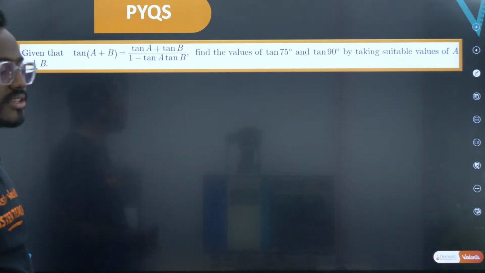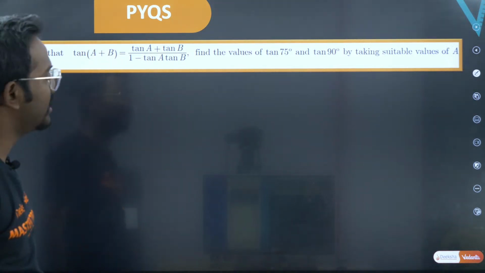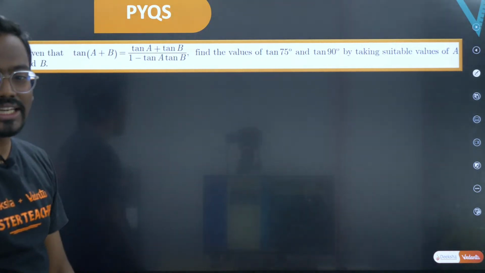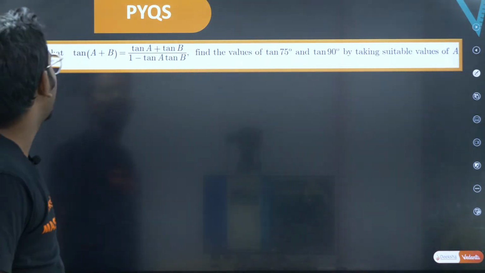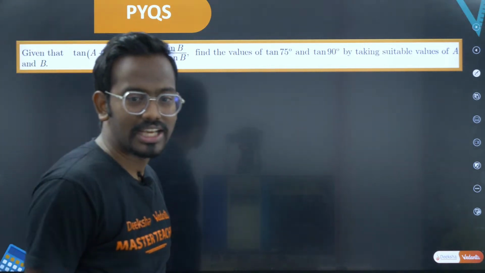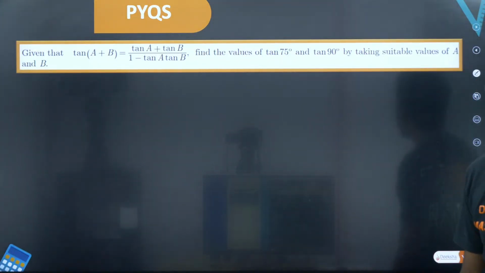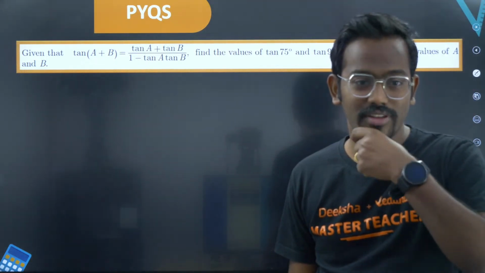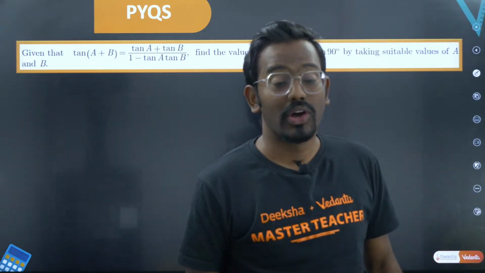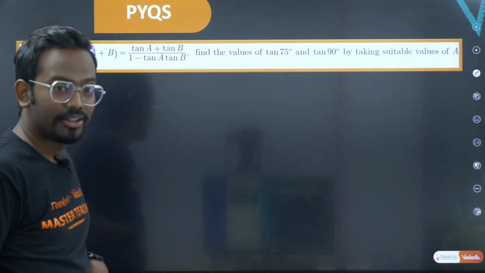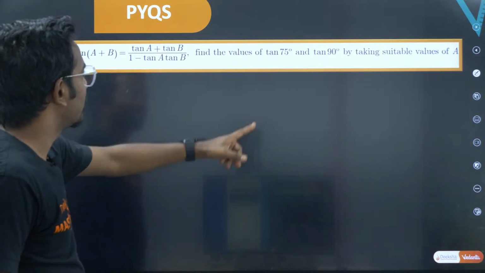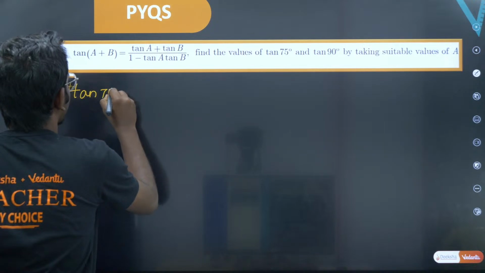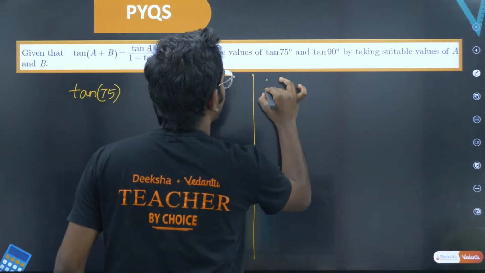This is one more beautiful question. They have given what tan of a plus b is equal to, some formula. Find the values of tan 75 and tan 90 by taking suitable values of a and b. Now, this is one type of interesting question. Harshavardhan says, I've understood, sir. Others, I'm expecting active participation from your side also. If you have got it, just give me a thumbs up, and also tell me how to solve this question. They have given tan of a plus b is equal to something, but I want tan 75 and also tan 90.